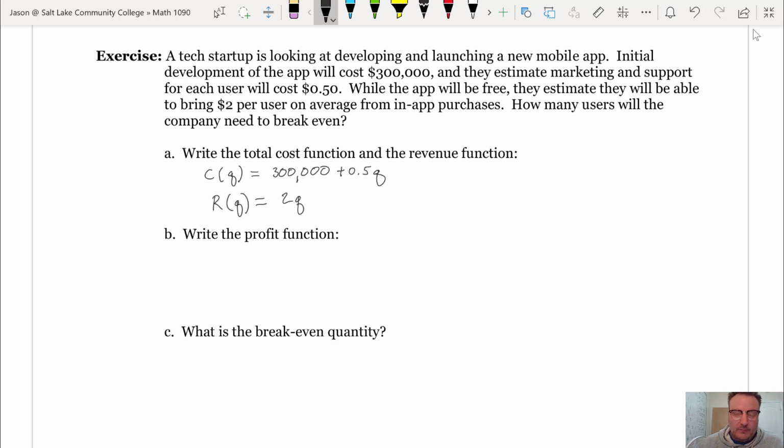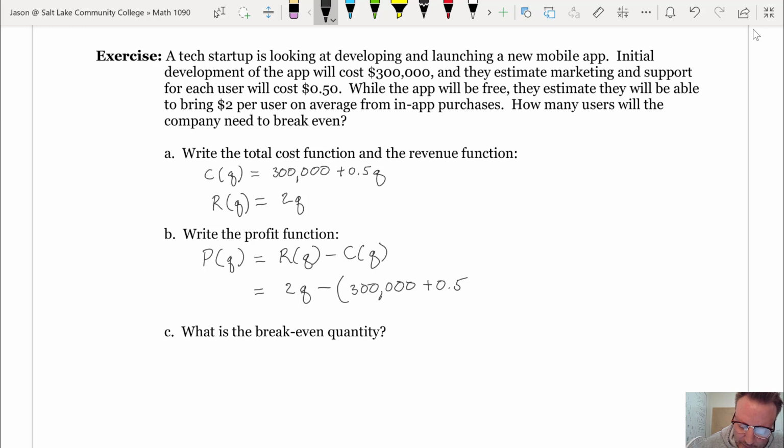Okay, write the profit function. Remember, profit is just revenue minus total cost. So P as a function of Q is equal to R of Q minus C of Q. This is the definition. Our revenue is 2Q. And an important thing here is I want to wrap the expression that represents my cost function in parentheses, because I want to subtract off the entire expression. So I'm going to put parentheses here and then write down my cost function, which is 300,000 plus 0.5Q.